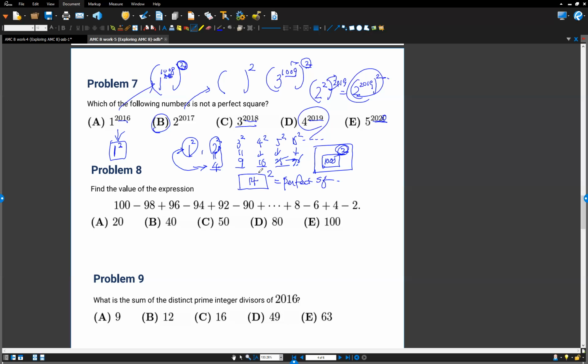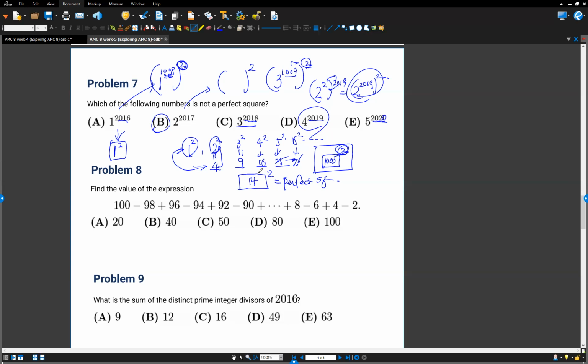Now move on to number 8. Find the value of the expression: 100 minus 98 plus 96 minus 94, up to the what? Minus 2. When you add all these numbers, the final result will be which of the following? Okay. Can you guys try this one?